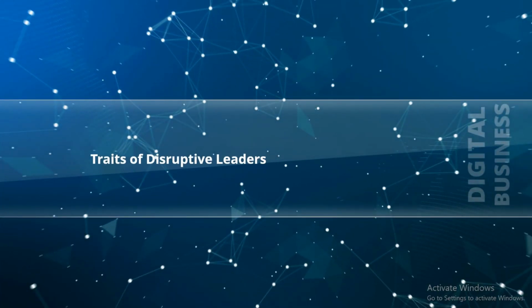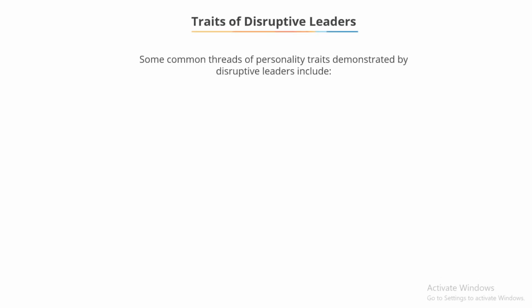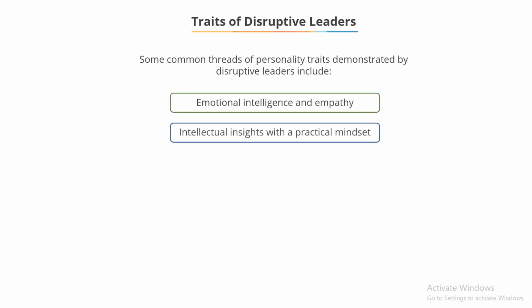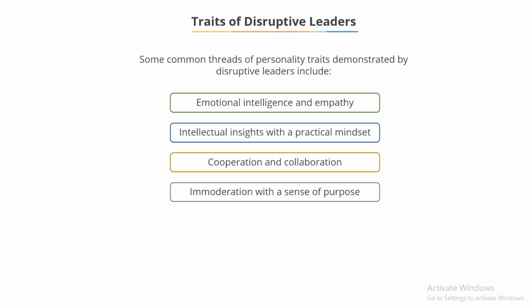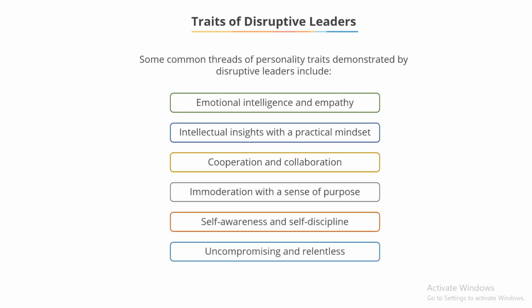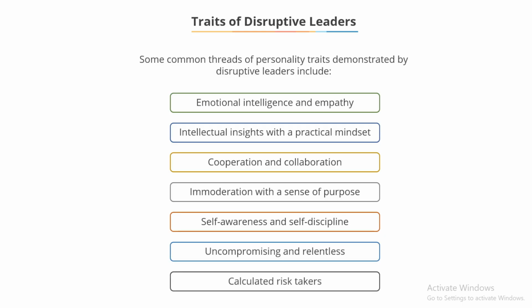Let us explore the traits of disruptive leaders. These are some common threads of personality traits demonstrated by disruptive leaders: emotional intelligence and empathy, intellectual insights with a practical mindset, cooperation and collaboration, immoderation with a sense of purpose, self-awareness and self-discipline, uncompromising and relentless, and calculated risk takers. Let us explore them one by one.